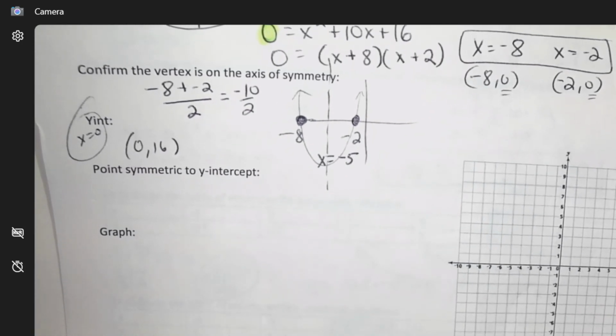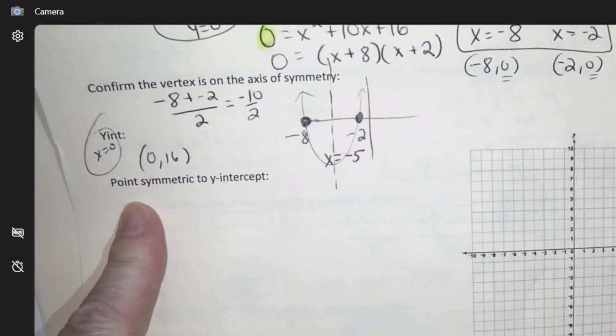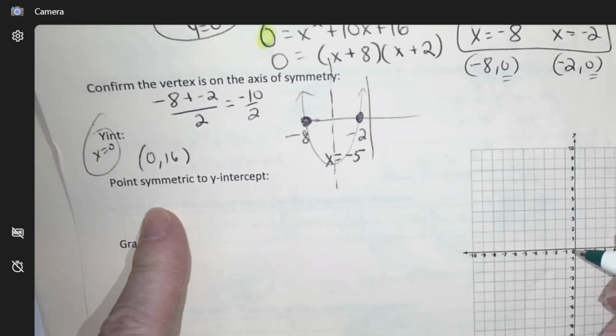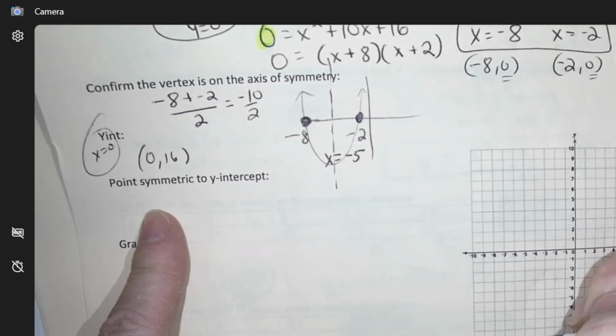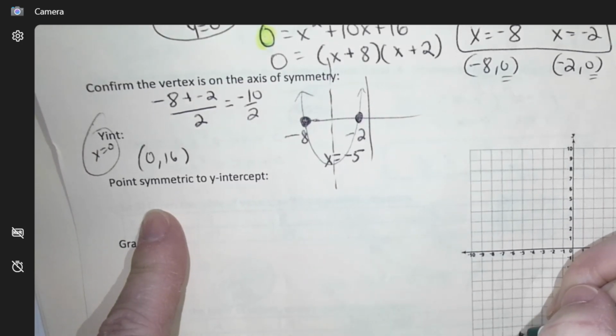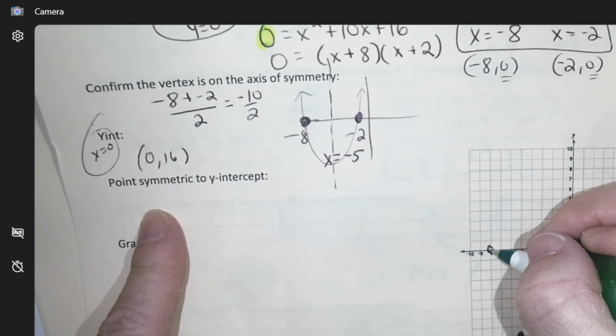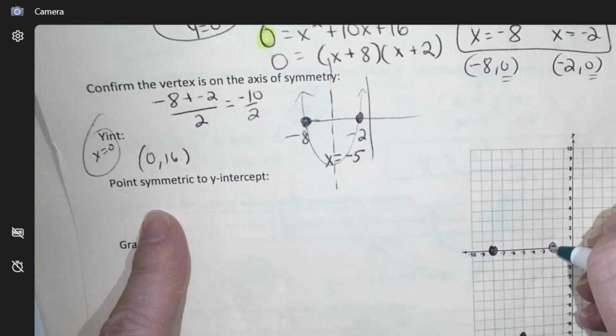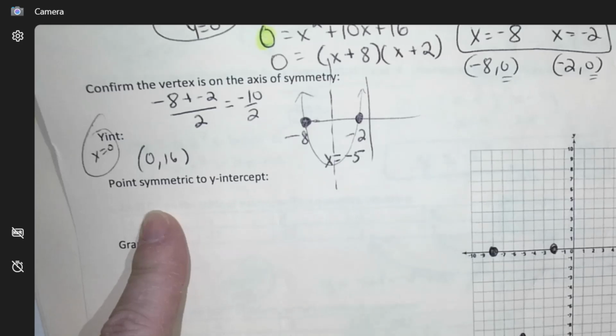Okay, let's graph it, and then we have this one question left. So I'm going to graph -5, -9. I'm going to graph my two x-intercepts.